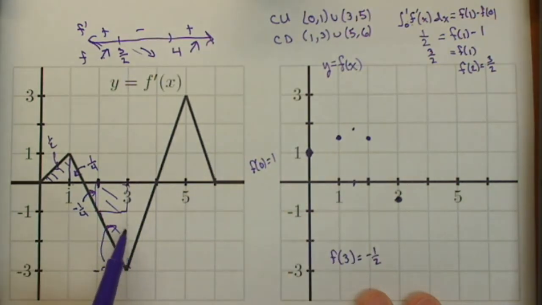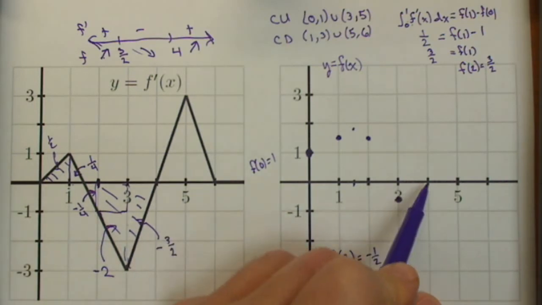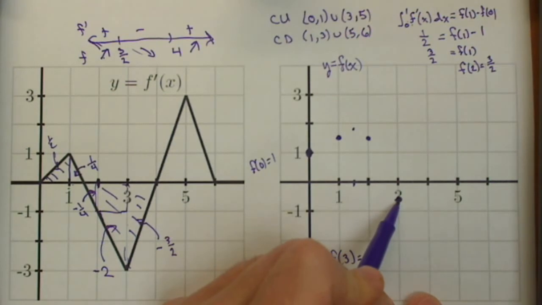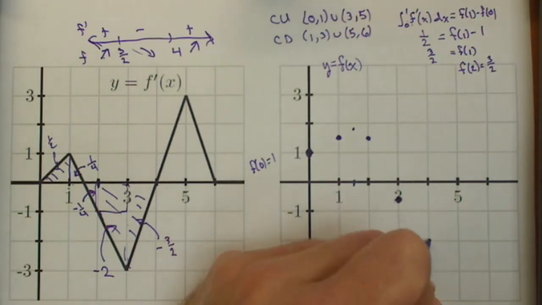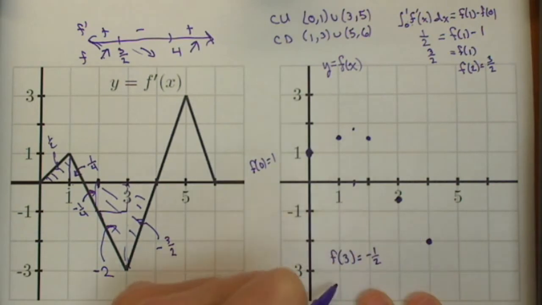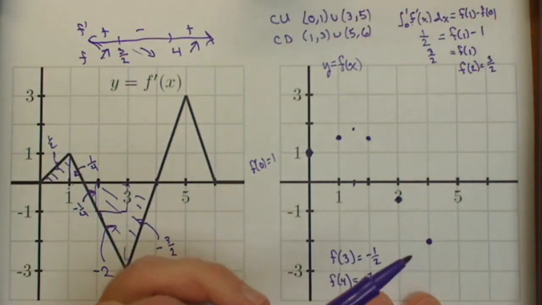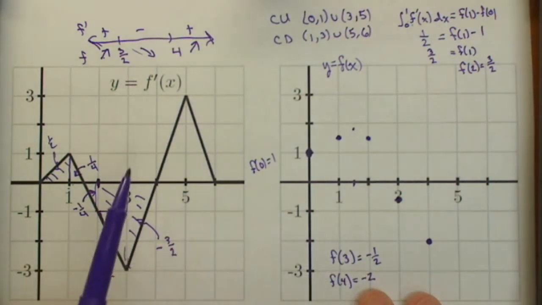We're going to do this again. This triangle has a height of 3 and a base of 1, so the area is -3/2. We're going to go down again to get to 4, by 1.5. That moves us all the way down to -2. So we know that f of 4 is -2. What we're doing is getting to each next point by looking at our change in position.